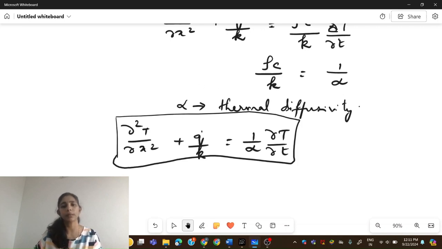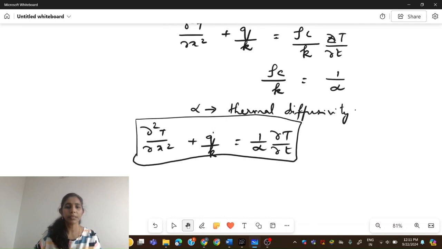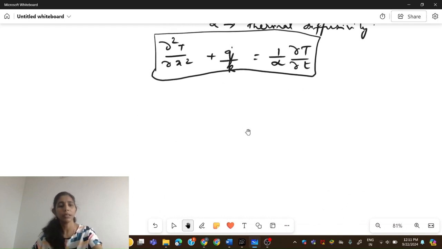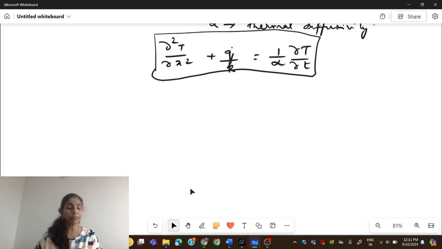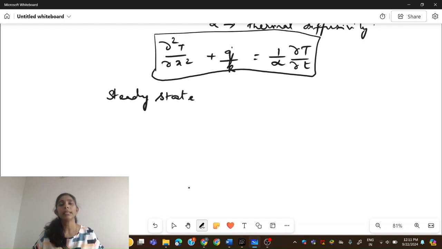Right? So, this is the master equation. Now, making modifications to this equation will give you three other simplified forms. In any type of heat conduction problem, the first step is always to treat it as a steady state. Steady state means the properties do not vary with respect to time.